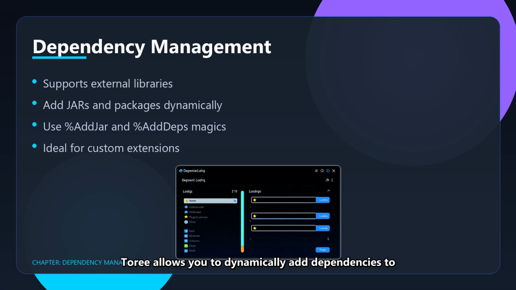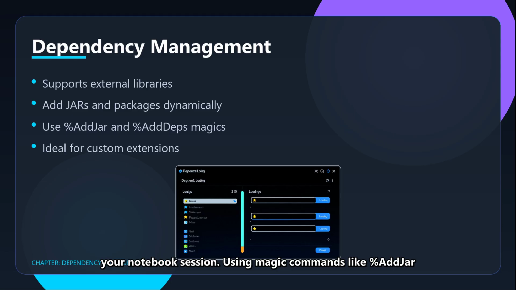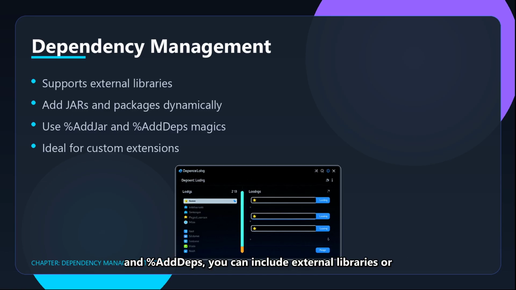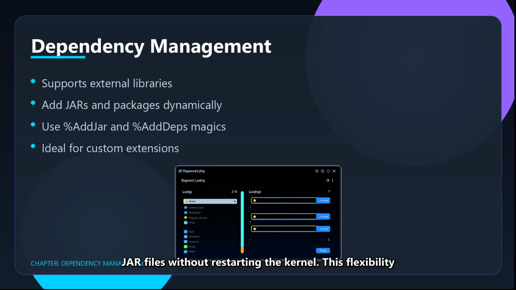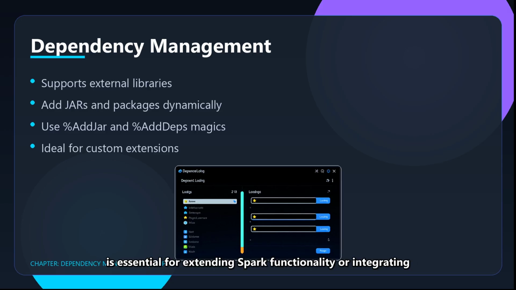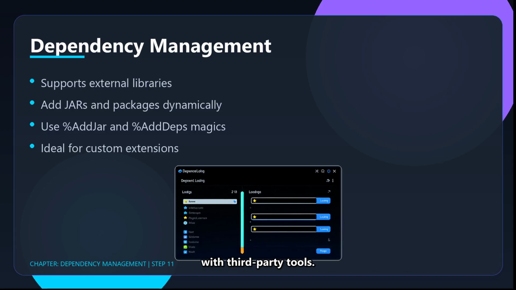Toree allows you to dynamically add dependencies to your notebook session. Using magic commands like %add_jar and %add_deps, you can include external libraries or JAR files without restarting the kernel. This flexibility is essential for extending Spark functionality or integrating with third-party tools.